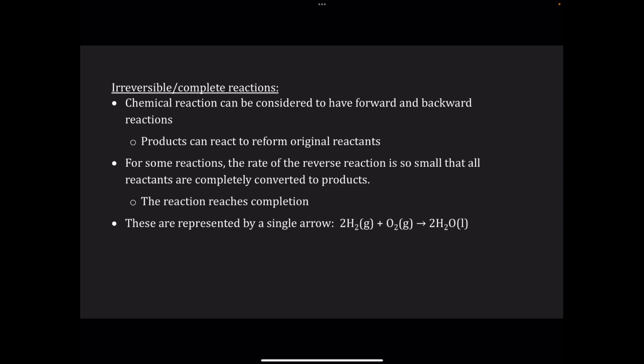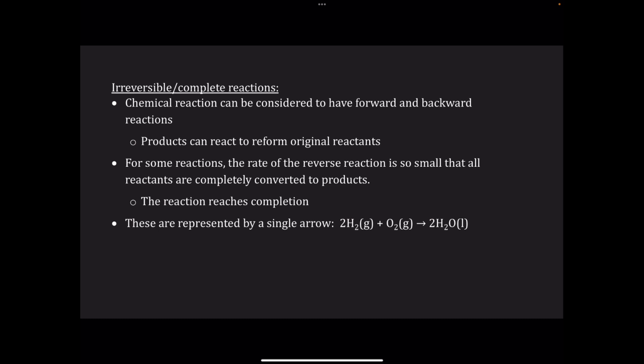For some reactions, the rate of that reverse reaction is so small that all reactants are completely or essentially converted to products. And when that's the case, then our reaction is said to reach completion. And we represent those scenarios using single arrows. So this would have been a lot of the chemical reactions you would have seen in your first semester course.